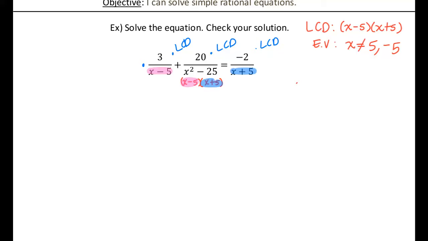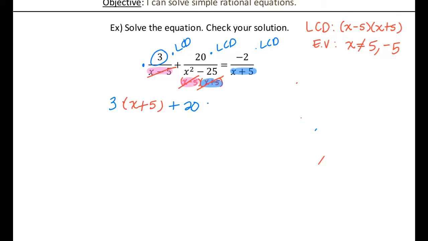So when I multiply by the LCD, I'm going to have the numerator times whatever's in the LCD that's not in the denominator. So my x minus 5 is going to cancel with this x minus 5, and I'm left with x plus 5. So 3 times x plus 5. And for my second one, I get the plus the top number, which is 20, times whatever's not in the denominator. Notice the denominator has the x minus 5 and the x plus 5, so both of them cancel. So I don't multiply 20 by anything, because the whole LCD cancels.